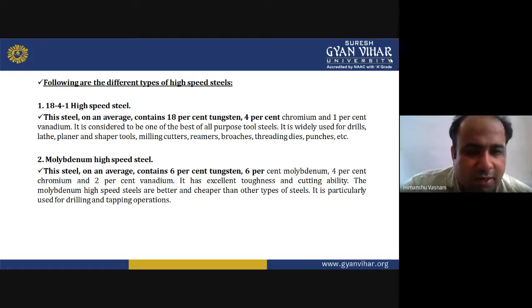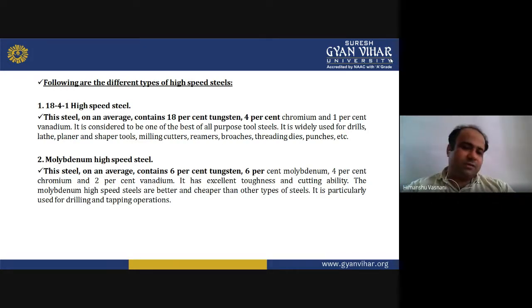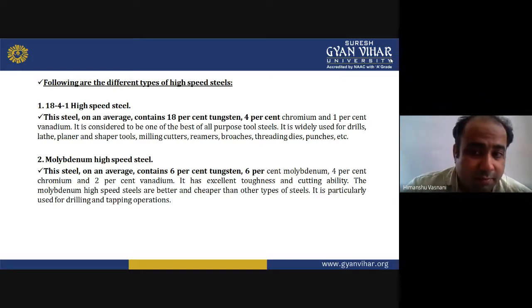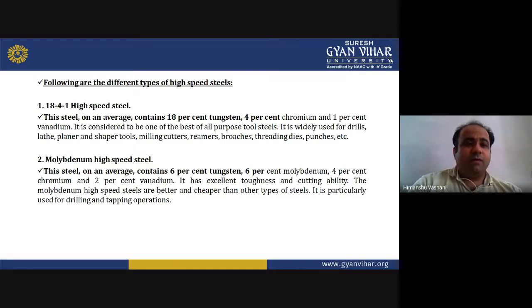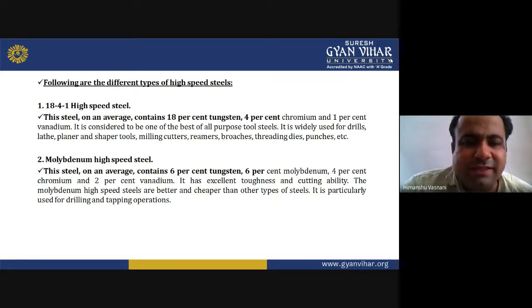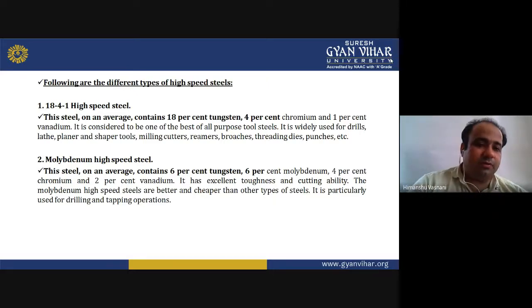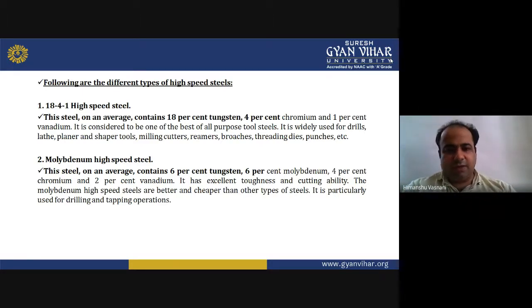Now, the second one is molybdenum high speed steel. This steel on average contains 6% tungsten, less than the first one, 6% molybdenum, 4% chromium, and 2% vanadium. One element, molybdenum, is increased in this, hence the name molybdenum high speed steel. It has excellent toughness and cutting ability. Molybdenum high speed steels are better and cheaper than other types of steel. It is particularly used for drilling and shaping operations.